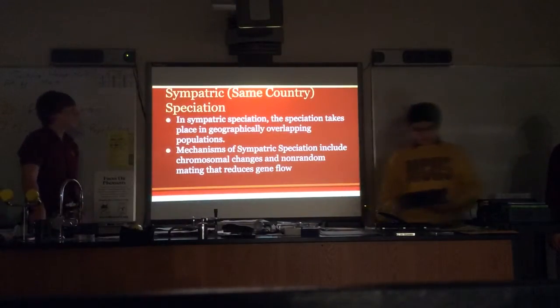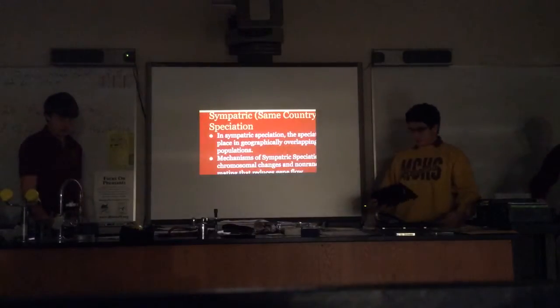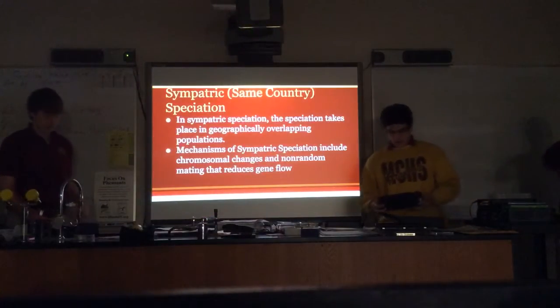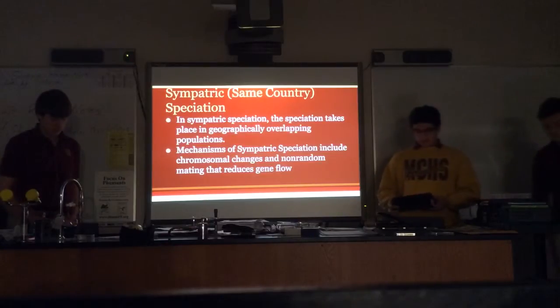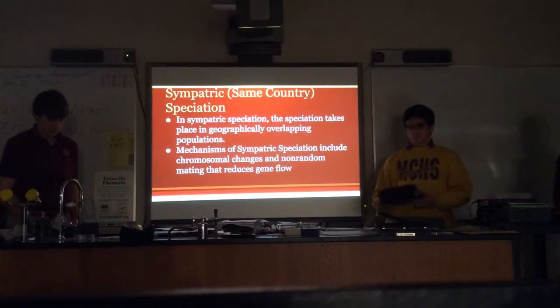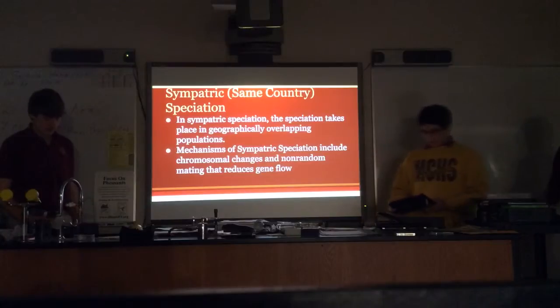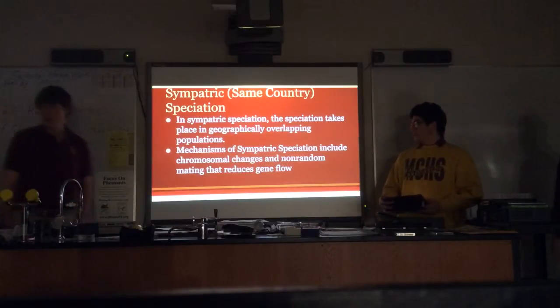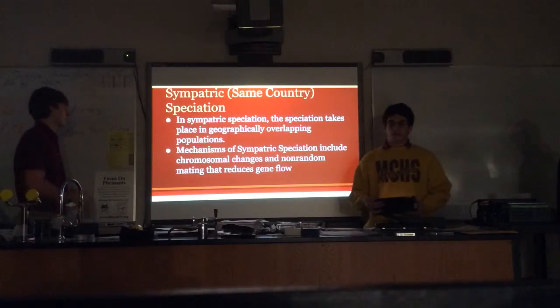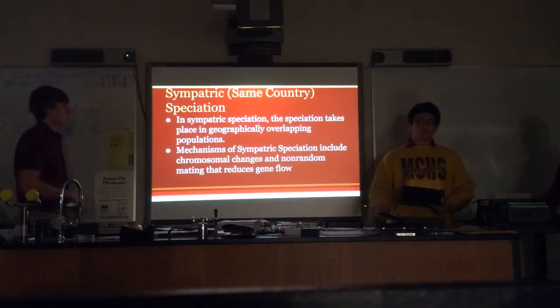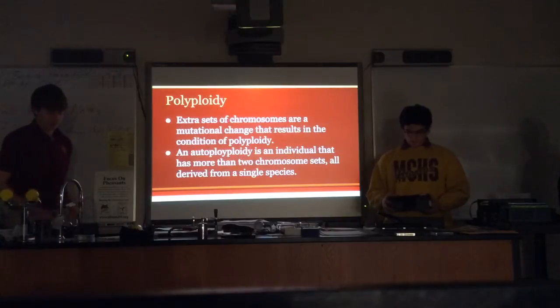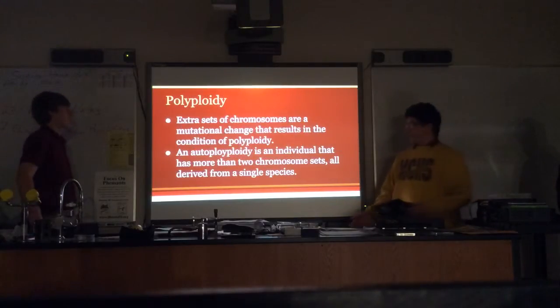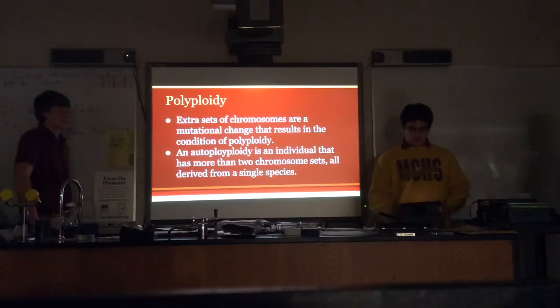So sympatric, or same country, speciation. This is when the speciation takes place in geographically overlapping populations. The mechanisms of this type of speciation include chromosomal changes and non-random mating, and both of those reduce the gene flow that we've been talking about. Now I know it seems like we've talked about polyploidy a lot, but this just helps understand.